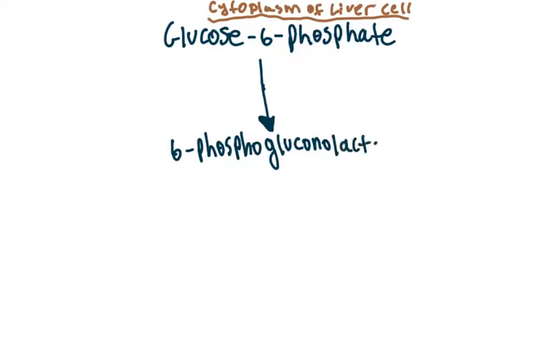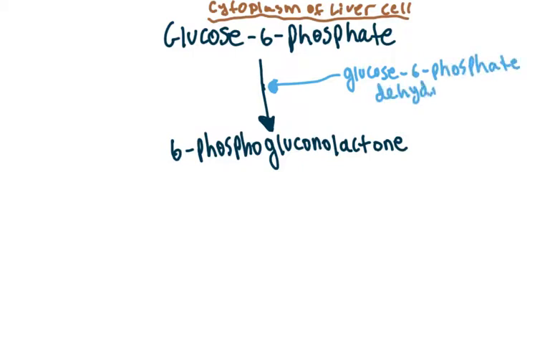6-phosphoglucanolactone. Okay, 6-phosphoglucanolactone. And we use an enzyme here. The enzyme that's used in the conversion between glucose 6-phosphate and 6-phosphoglucanolactone is going to be glucose 6-phosphate dehydrogenase. All right, so glucose 6-phosphate dehydrogenase. Again, hopefully I'm spelling all this right.